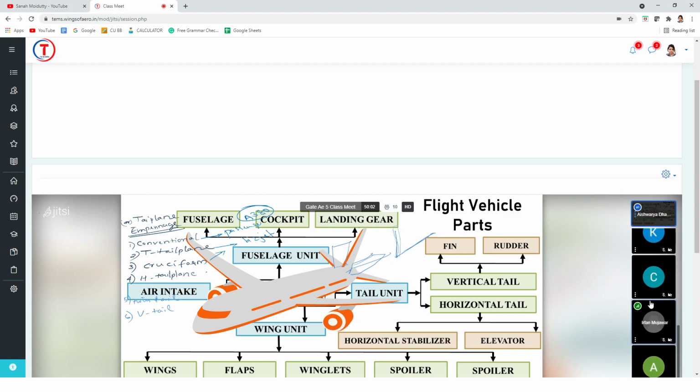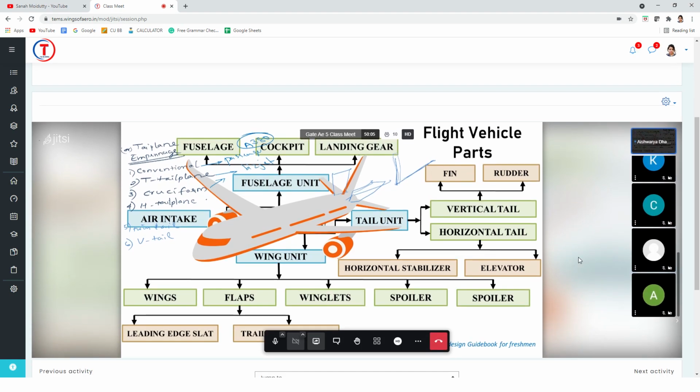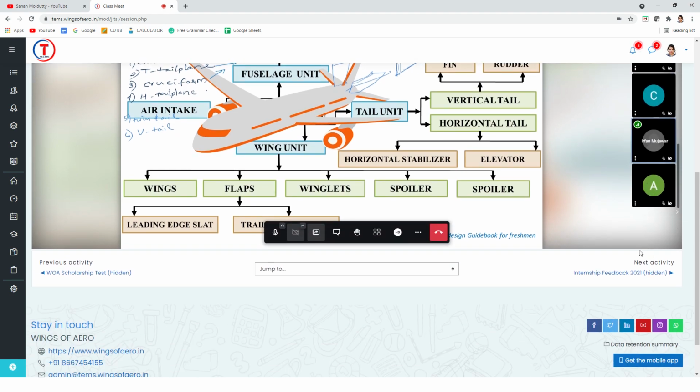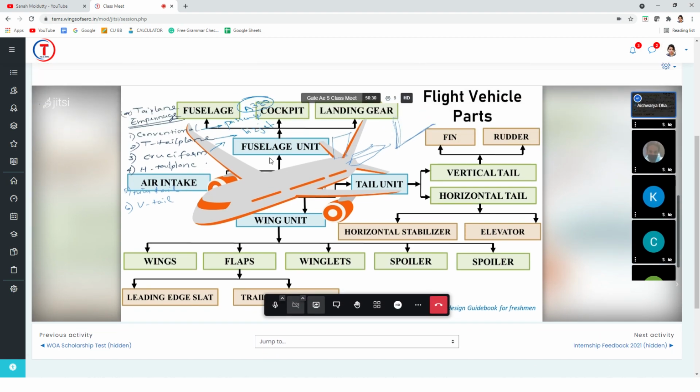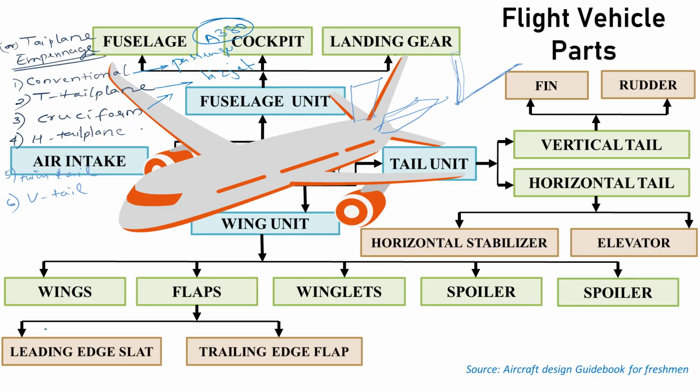Okay, now it's better. So coming to that, the cruciform and T-tail are used in business jets. H-tail planes are used in very small aircraft. Then twin tail is used in fighter aircraft. V-tail is specifically used in UAVs. So remember these basic applications, they might help you in the future.